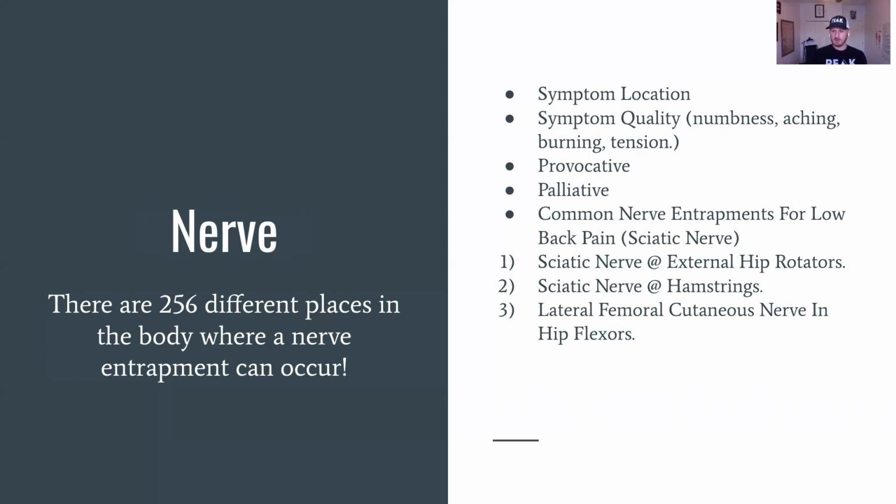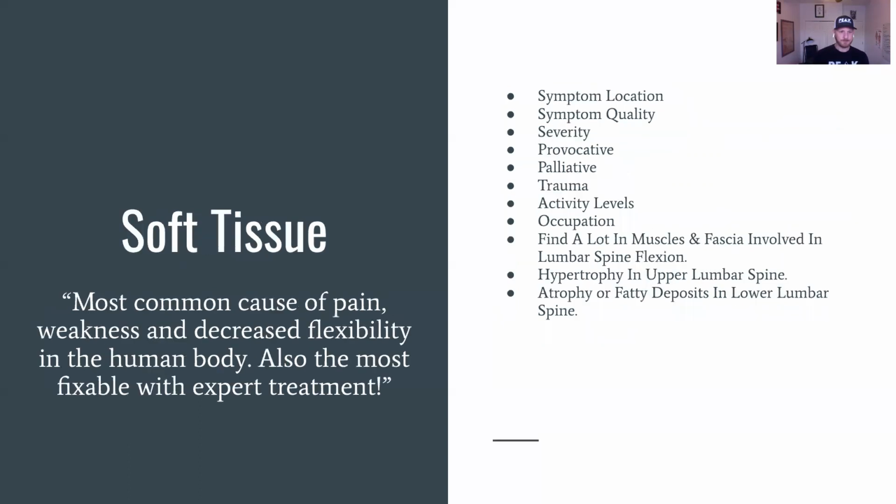I also will see a nerve entrapment on the front, not as common, but I'll see what's called the lateral femoral cutaneous nerve, and it actually gets caught in the hip flexors as it comes out. A lot of times I see that with people that sit a lot, maybe they've had some trauma, and that will present with more numbness and tingling, not as painful down the leg. But nerve entrapments are very key in low back pain.